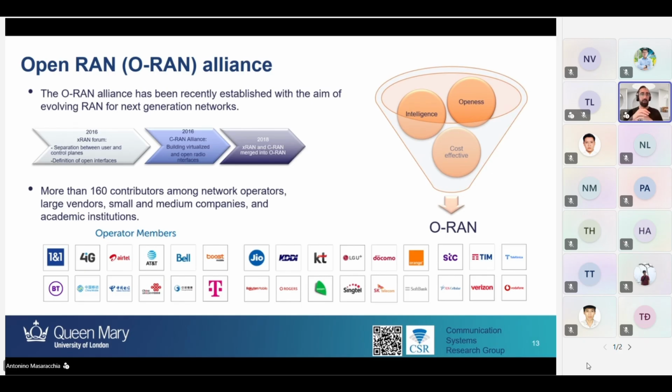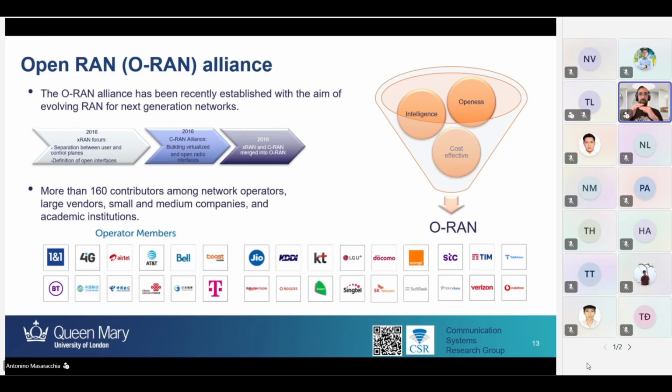The Open Radio Access Network discussion started back in 2018, and since then, multiple vendors and multiple industries have joined the alliance with the main objective of creating a radio access network which embeds the principles of openness, intelligence, and cost effectiveness.